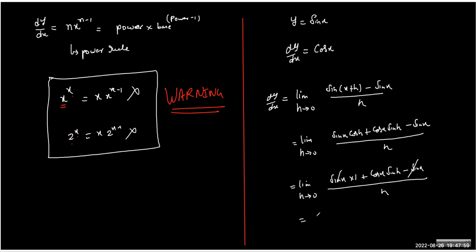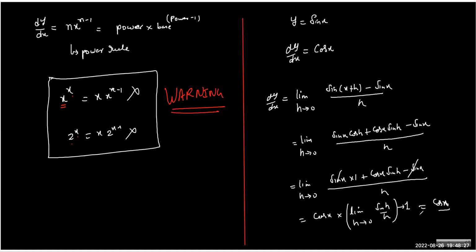Then the answer is cos of x into, I'll take it outside, limit h tends to 0, sine of h upon h. What is the answer for this? Again 1. Anyway, we know this answer. You can write h by h, which is 1. So your final answer is cos of x. Understood?